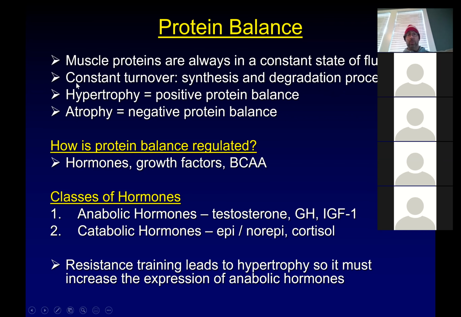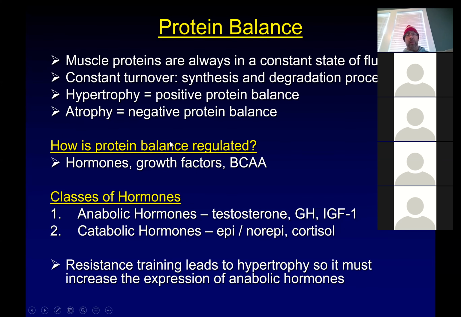Okay. So to make your muscles get bigger, to experience hypertrophy, you need to be in what we call a positive protein balance. So we need synthesis of new proteins to predominate over degradation over some sustained period of time, over several weeks or several months. That's going to lead to increases in muscle size. Atrophy, on the other hand, is the idea of a negative protein balance. So degradation is going to predominate over synthesis for some prolonged period of time, and that's going to lead to a shrinking of your muscles.